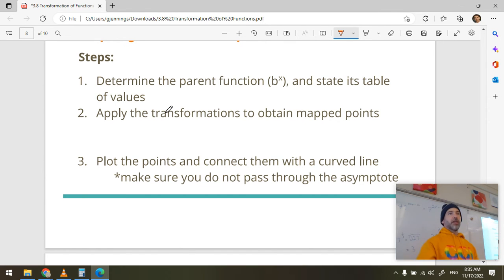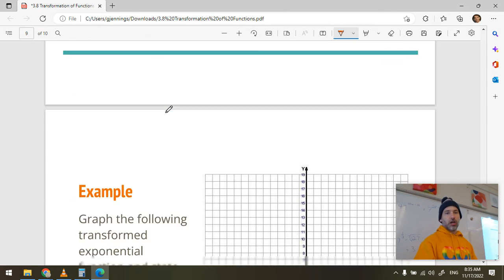Or use this method. This method here is what we looked at last unit, which is create a table of values for your parent function, and then apply the transformations point by point to those to create a graph of your more complex function. So let's take a look.